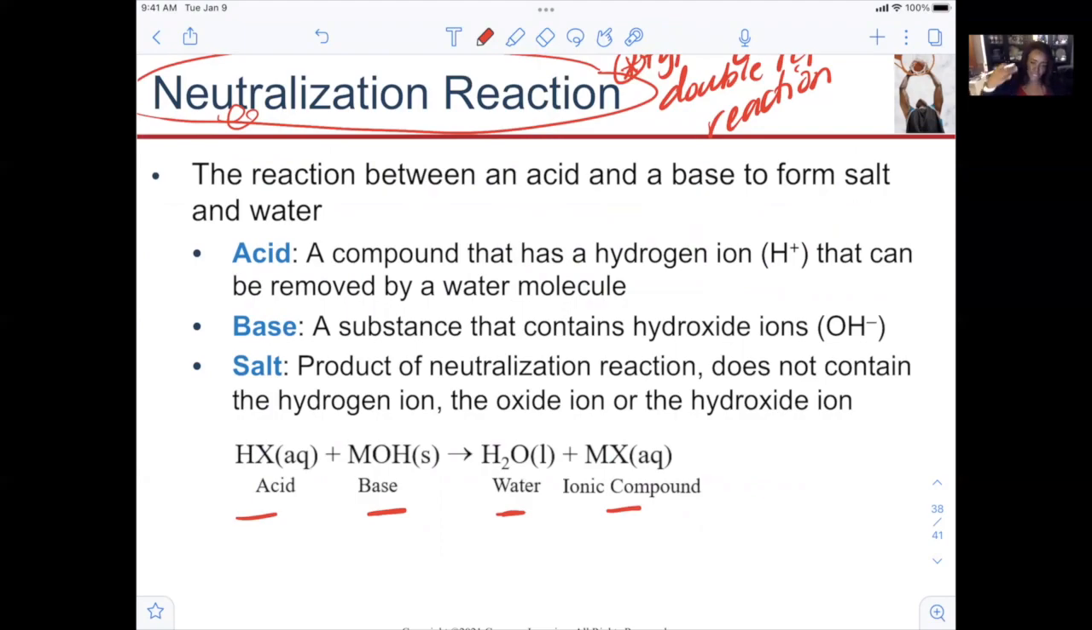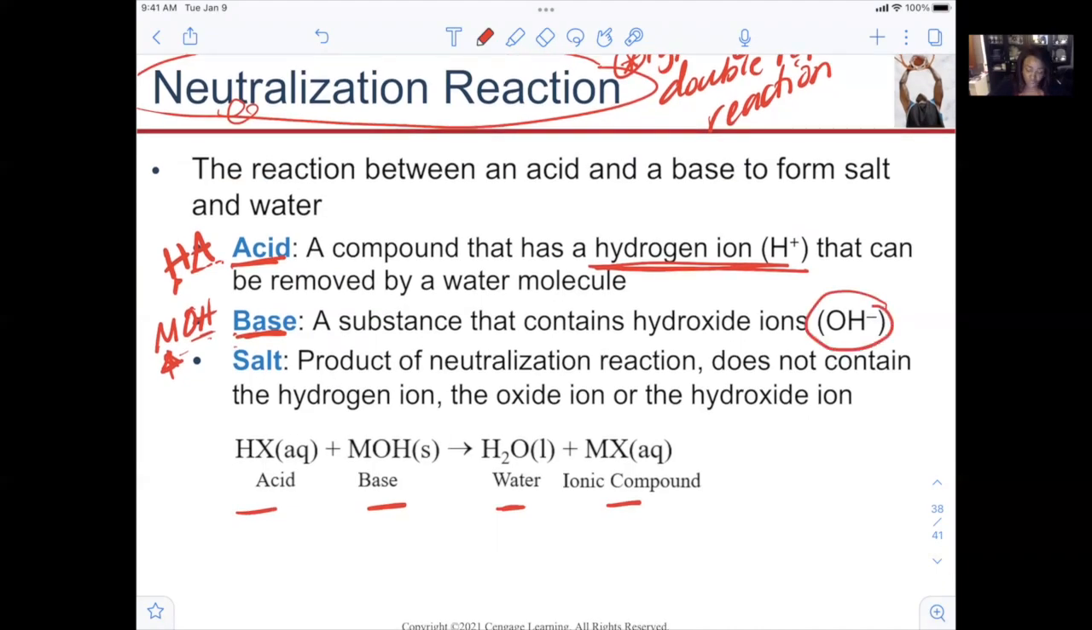Let's take a step back to define terms. We've seen acids before. Acids are compounds that give up their hydrogen ion when they get in water. Bases are known for having a metal and then hydroxide. In general chemistry, we call acids HA, where H is hydrogen and A is the other part. Bases tend to have metals and hydroxide, so we call them more like MOH. Bases are known for having hydroxide ions.